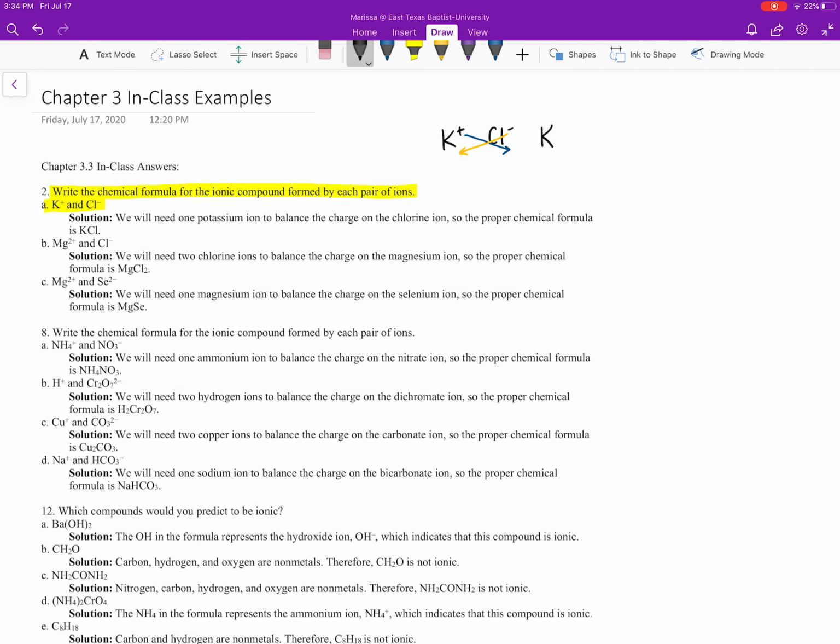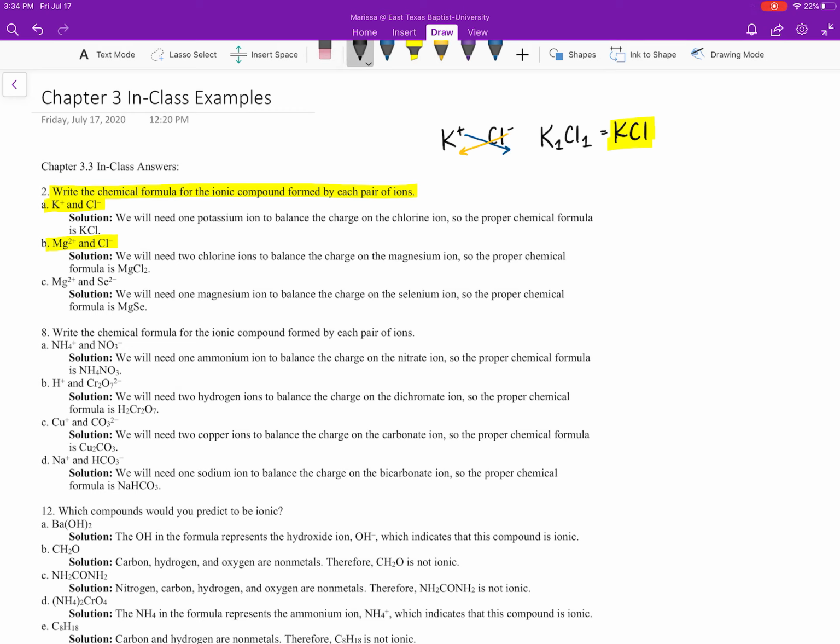And that's going to give me potassium 1, chlorine 1, but we don't write the ones because they're implied. There wouldn't be one if I didn't write it in there. And so the final answer is potassium chloride. So we're going to do the same thing with Mg2 plus and Cl minus.